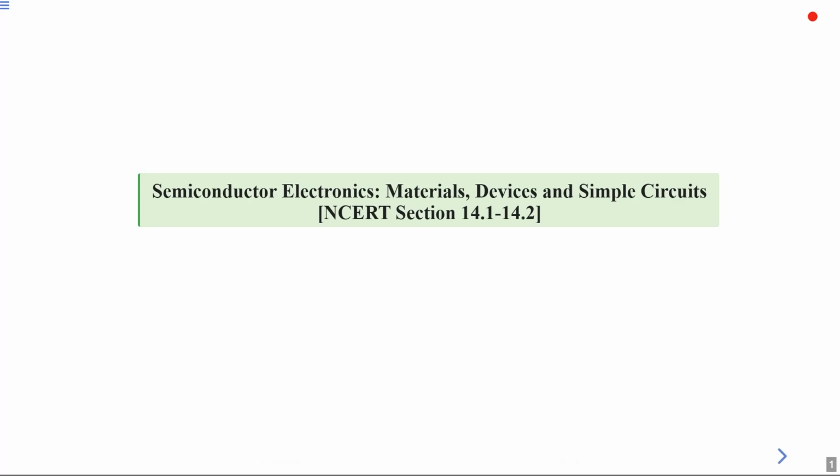Today we will be discussing NCERT section 14.1 to 14.2 of chapter Semiconductor Electronics, Materials, Devices and Simple Circuits.